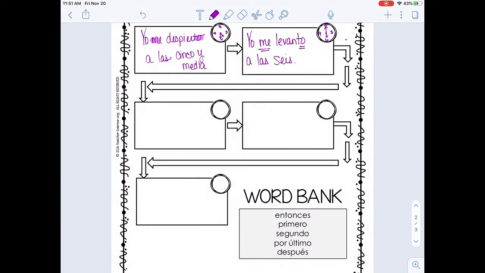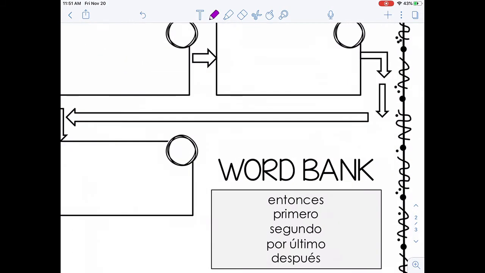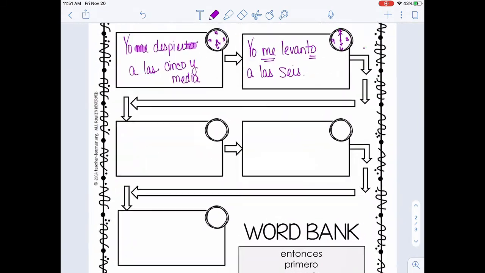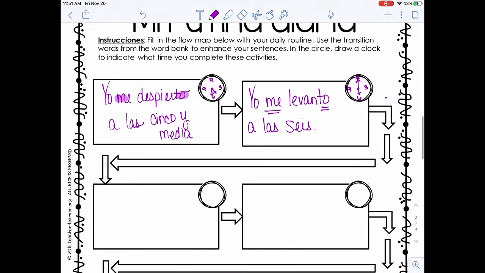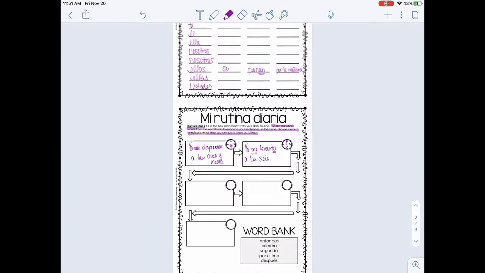So what I want you guys to do is go through and talk about what you do. Another thing that you guys need to include are words from this word bank. These are like little transitional words. So it says up here, use the transition words from the word bank to enhance your sentences. And in the circle, draw a clock to indicate what time you completed the activities.